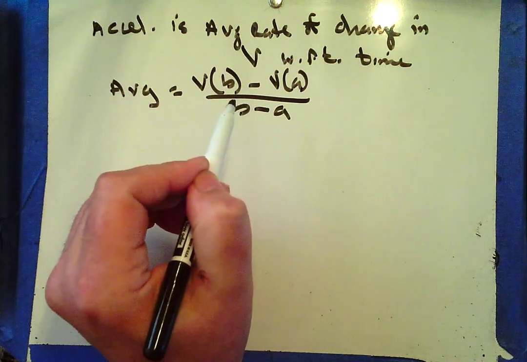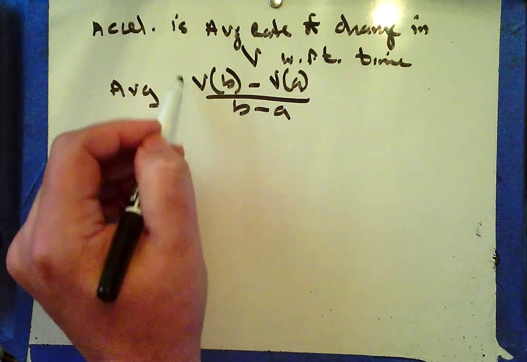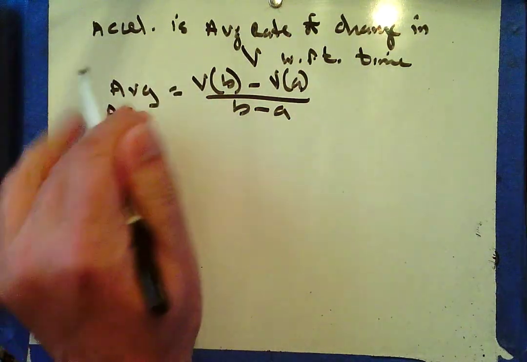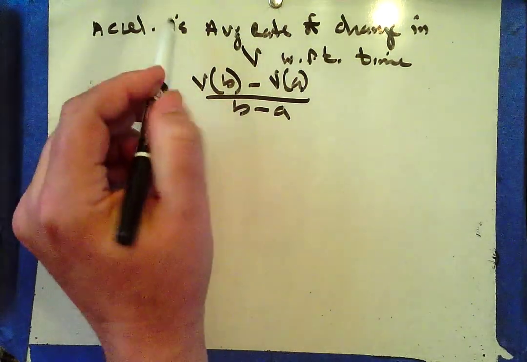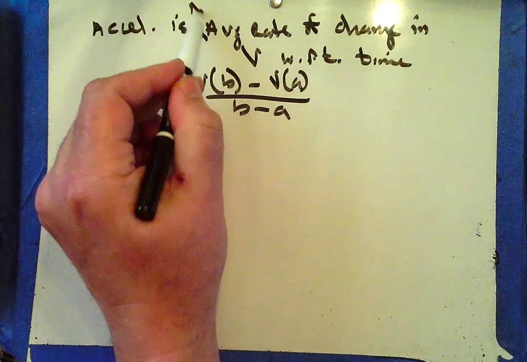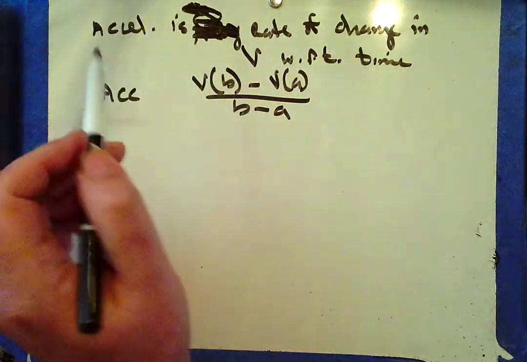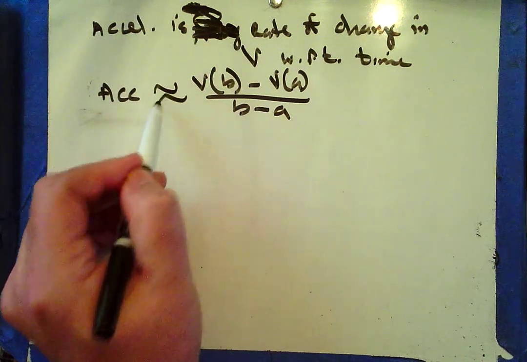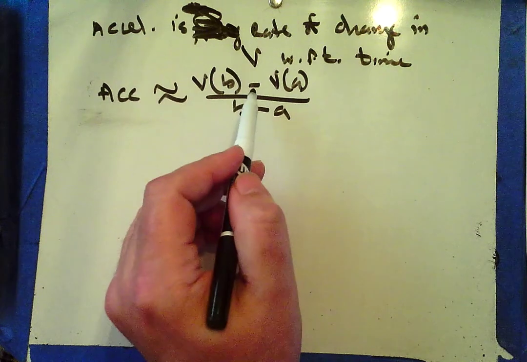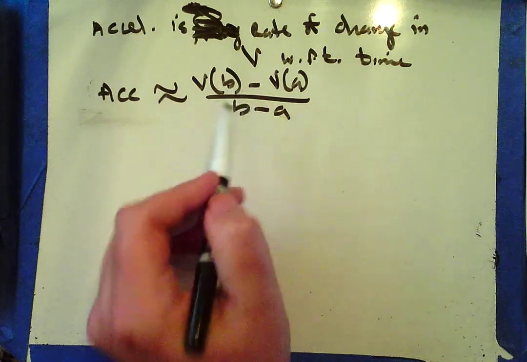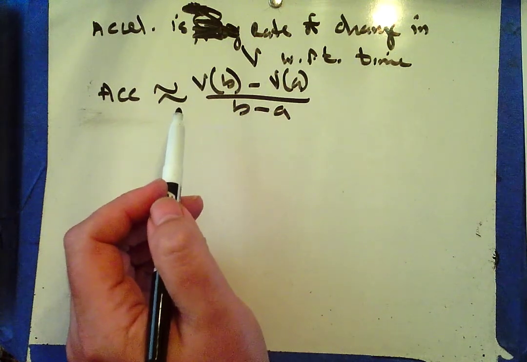Okay, so if I want to know at 5, I can approximate. Acceleration is the rate of change there. Acceleration is approximately the average rate of change in velocity with respect to time. That's going to give me exactly average acceleration, but I can approximate acceleration with this as well.